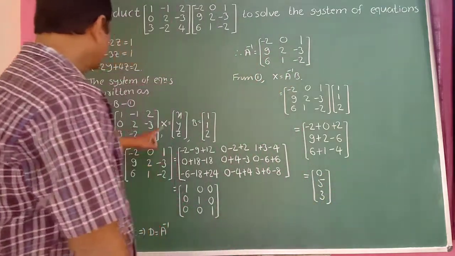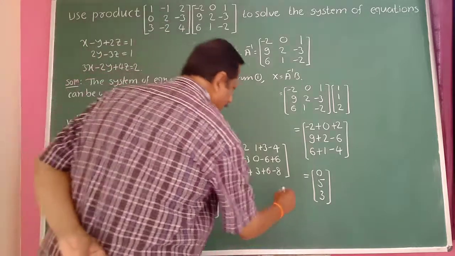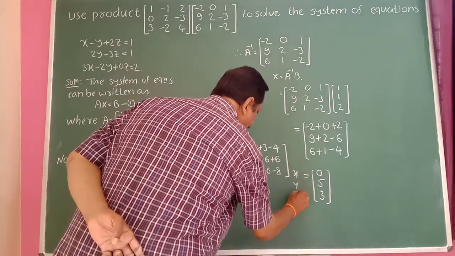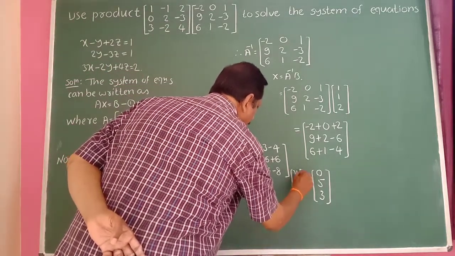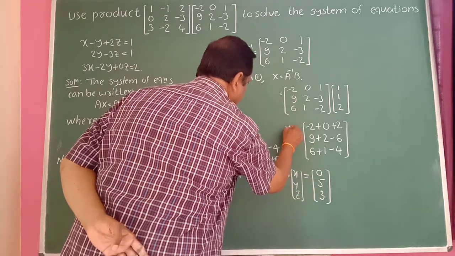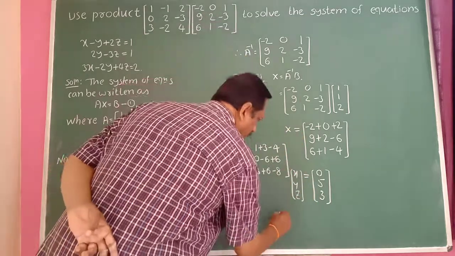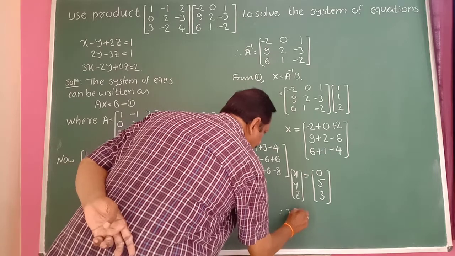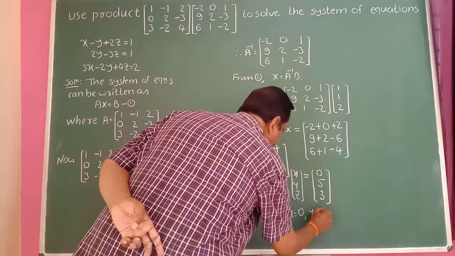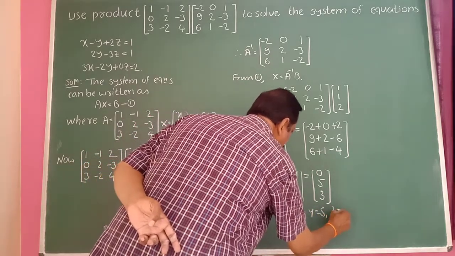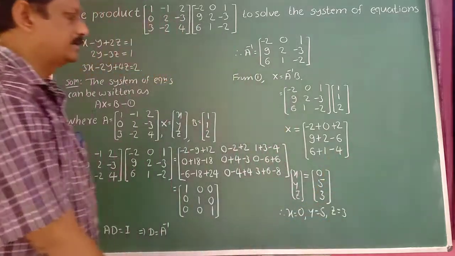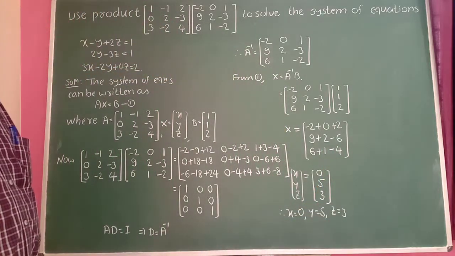Therefore x is this column matrix here. Therefore x, y and z here. Okay, this is a matrix x here. X is this one. Therefore x equal to 0, y is equal to 5, z is equal to 3. So this is the required result here. Okay.